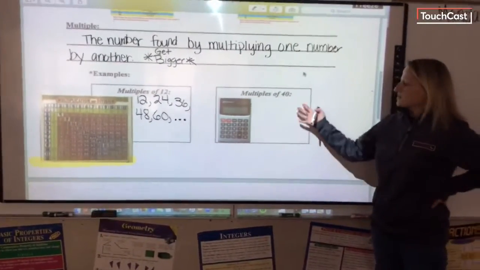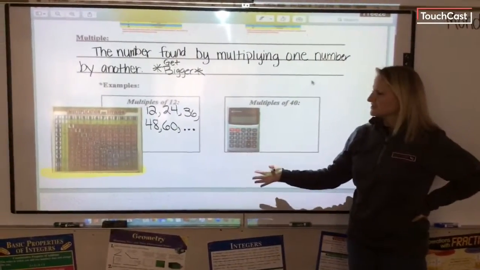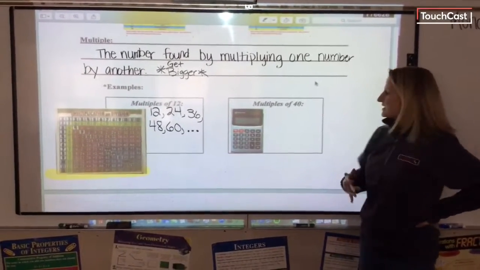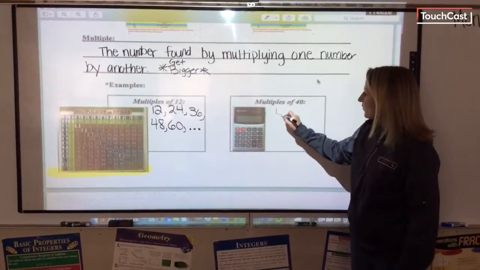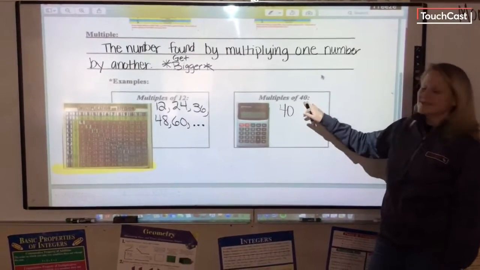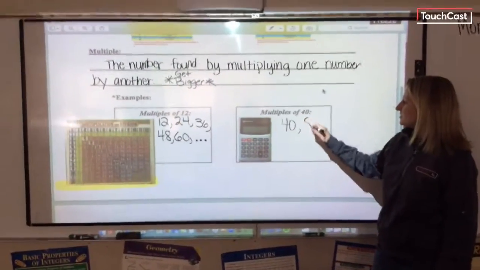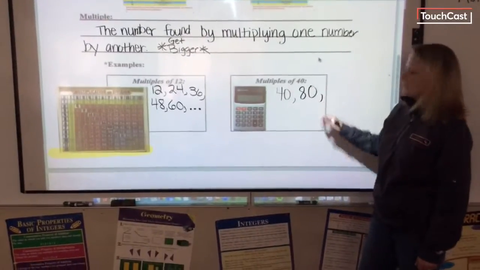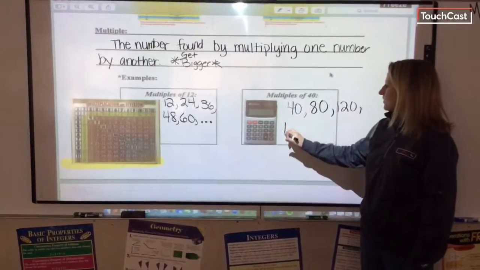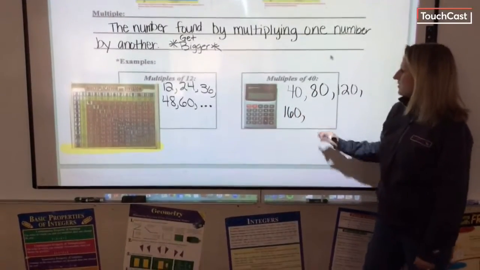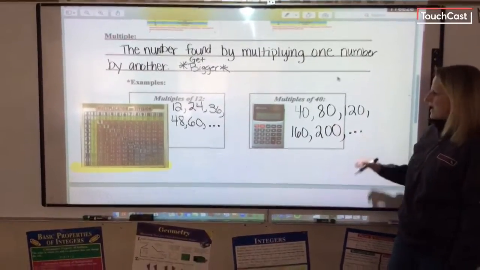Okay, so now let's talk about multiples of 40. If we were using a multiplication chart, our multiplication chart does not go all the way up to 40. Okay, so in this case, you might want to use a calculator to help you. So we would start with 40. Again, when we're talking about multiples, we always start with the number given. So 40 times 1 is 40. 40 times 2 would be 80. 40 times 3, 120. 40 times 4, 160. 40 times 5, 200.